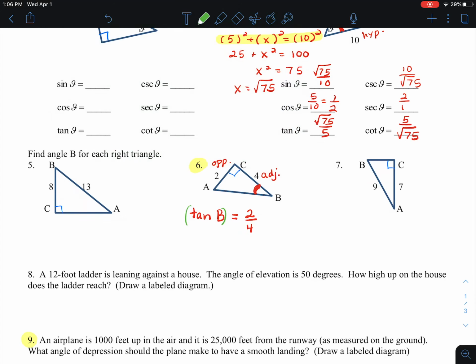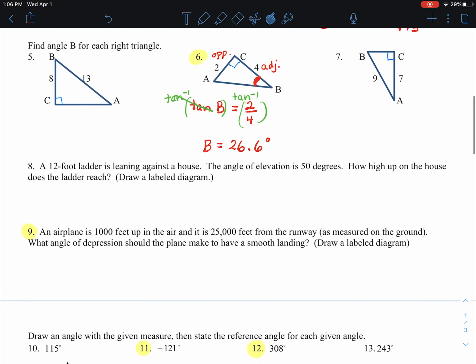And this is where, when you're finding missing angles, you're going to use that inverse trig button on your calculator. I do need to see this, because technically this is what you're typing into your calculator to get your answer. Angles, you can just round to 1 decimal place. Okay, so that's where we get the 26.6.